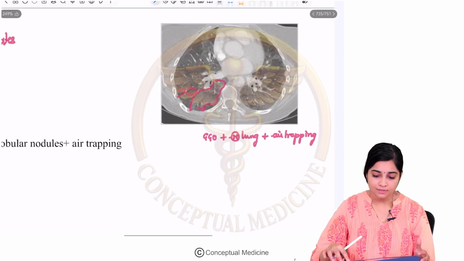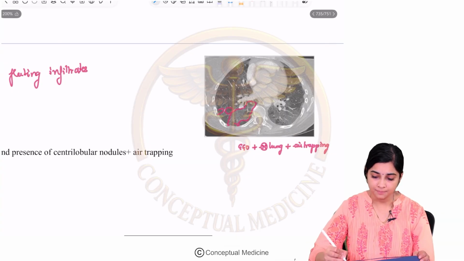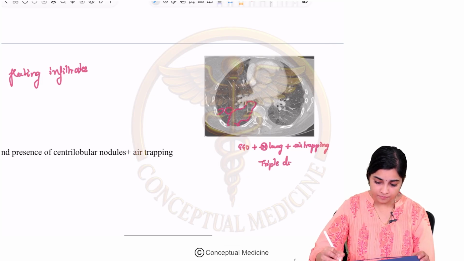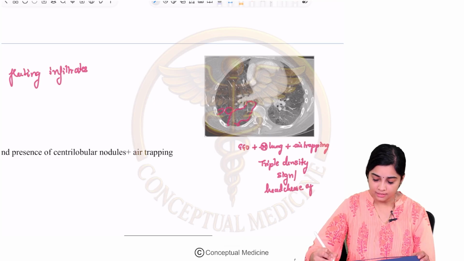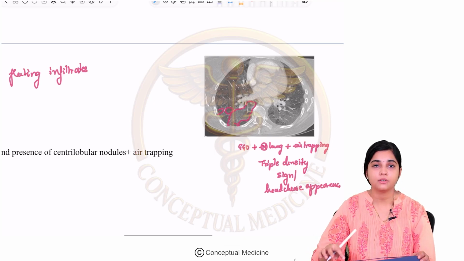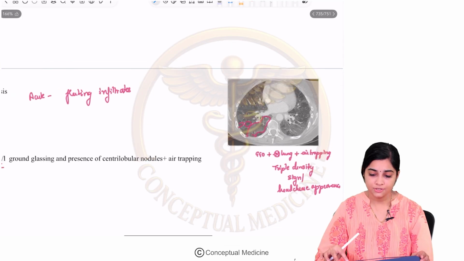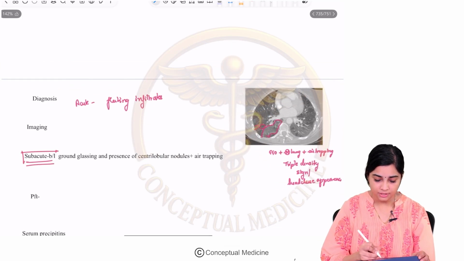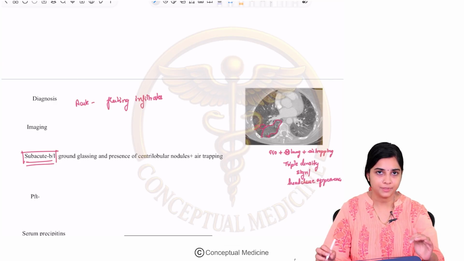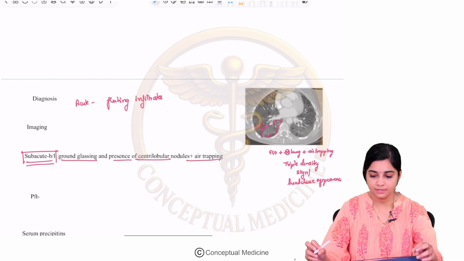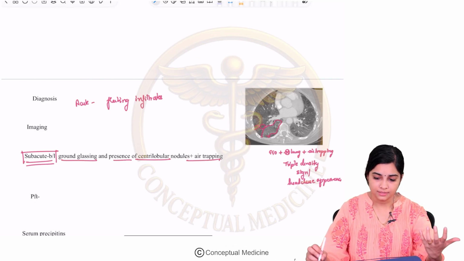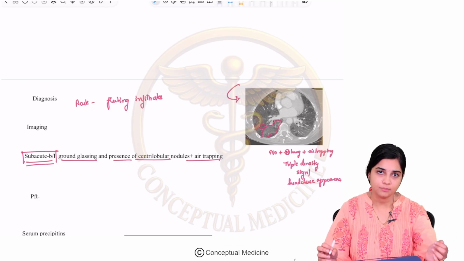So you can have ground glass opacities with normal lung and air trapping, and this is what we call the triple density sign, or the head cheese appearance, which is a characteristic feature of the subacute forms of hypersensitivity pneumonitis. So ground glassing and the presence of centrilobular nodules with air trapping is called the head cheese appearance in the CT image of hypersensitivity pneumonitis.